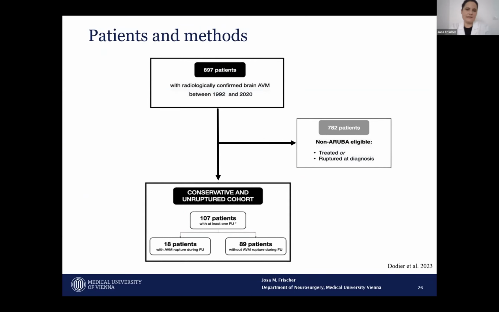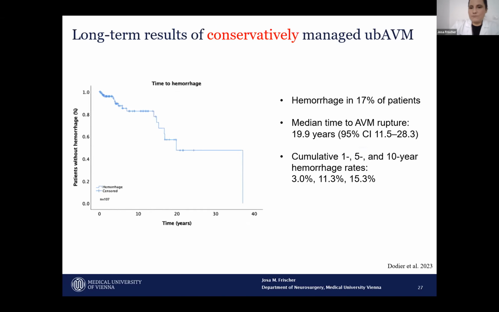So we actually had the possibility to evaluate long-term outcome data of 107 patients with unruptured brain AVMs, thus Aruba eligible, who had not been treated in any way. As you can see here, already this is a little bit of outcome, because out of those 107 patients, 18 patients actually had a rupture during their observation period. 89% in the observation period did not present with a brain AVM hemorrhage. So those patients who actually presented with a hemorrhage after the initial diagnosis of an AVM amounted to 17%.